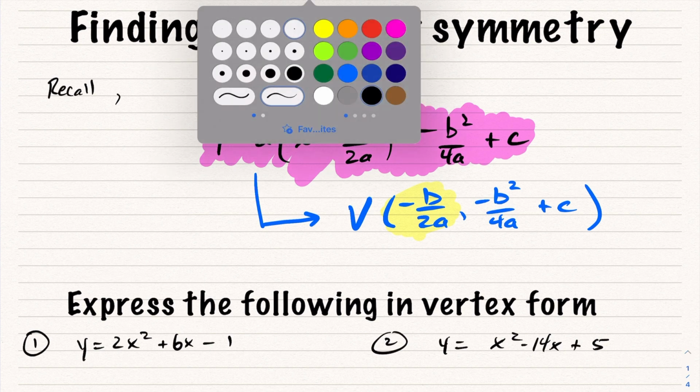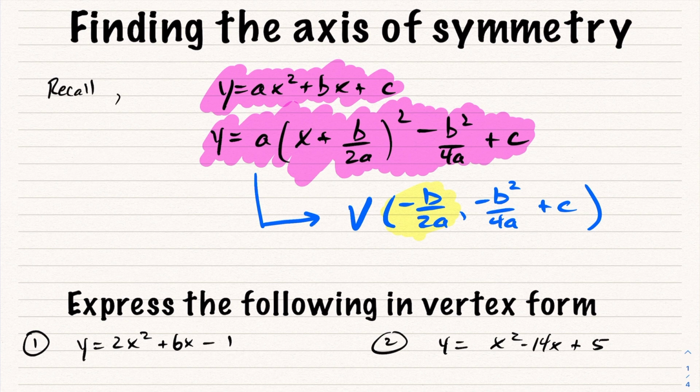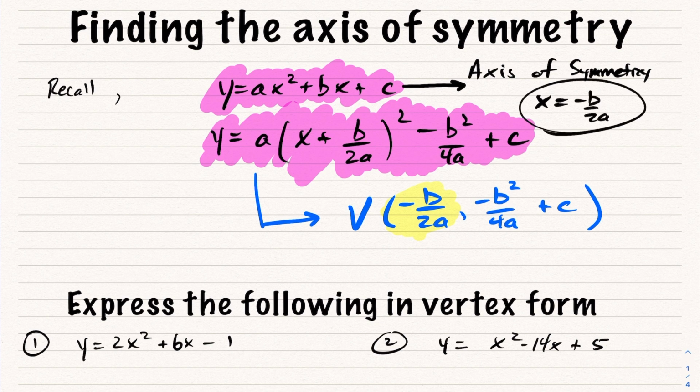and it's a handy way to find the axis of symmetry of your quadratic, because I know that the x-coordinate of my vertex is my axis of symmetry, which means that if I have a quadratic in standard form, the axis of symmetry is in general going to be x equals negative b over 2a. So any quadratic you have in standard form, its axis of symmetry will be negative b over 2a. That's a quick way of finding your axis of symmetry. Let's take a look at how we can use that to express our quadratics in vertex form as an alternative method to completing the square.